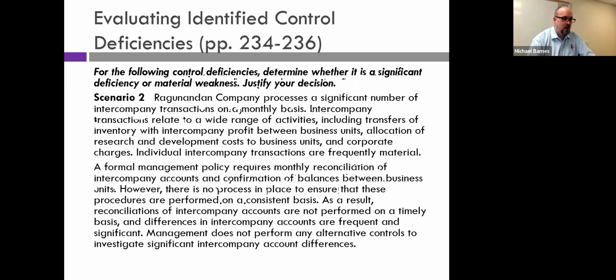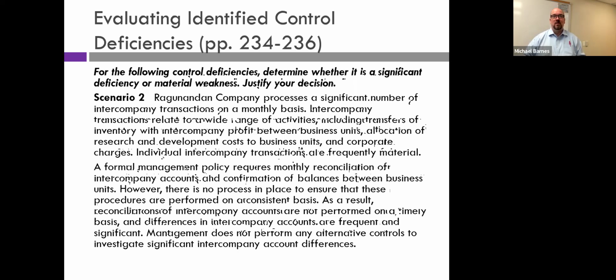A formal management policy requires monthly reconciliation of intercompany accounts and confirmation of balances between those business units. However, there is no process in place to ensure the procedures are performed on a consistent basis. As a result, reconciliation of intercompany accounts is not performed on a timely basis, and differences in intercompany accounts are frequent and significant. Management does not perform any alternative controls to investigate significant intercompany account differences.